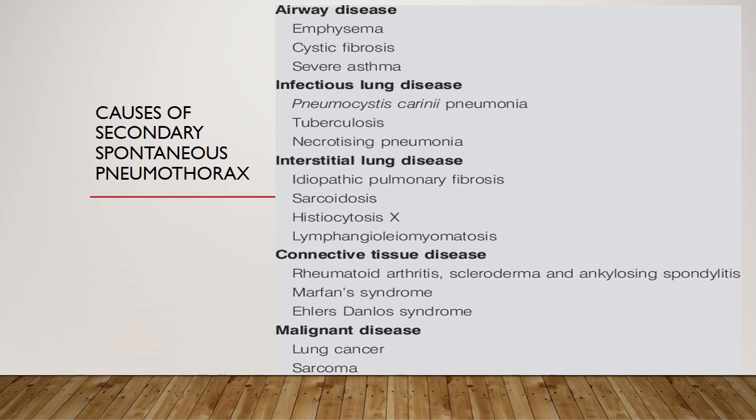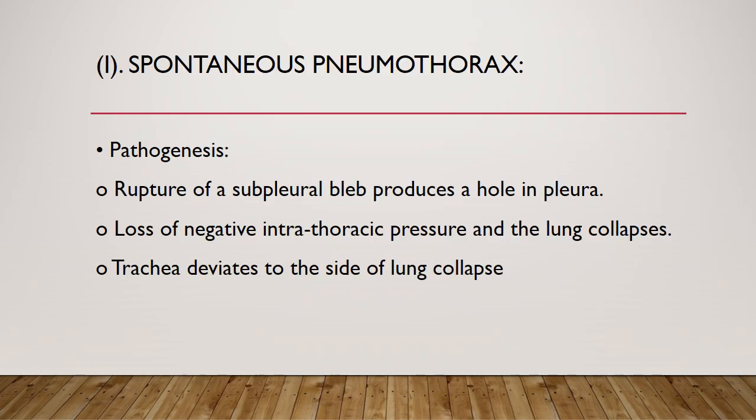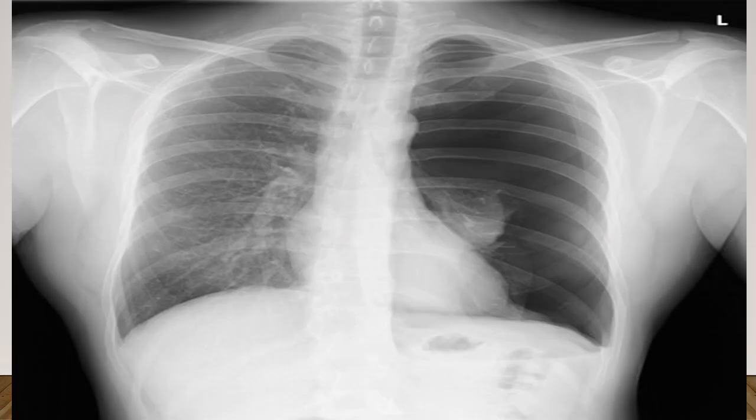lung cancer, etc. So spontaneous pneumothorax occurs when there is a rupture of a subpleural valve, which produces a hole in the pleura, the loss of negative intrathoracic pressure, and there will be lung collapse. The trachea deviates to the side of the lung collapse.